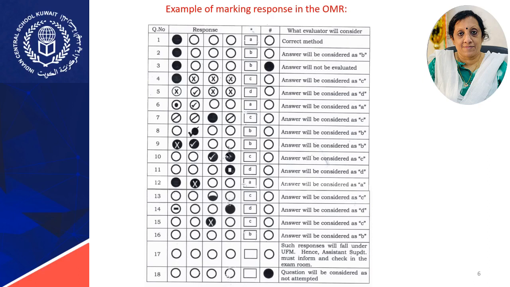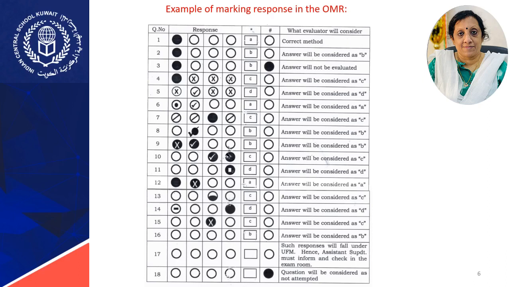Question number 2. You circled A. Later when you revised, you thought that the answer should be B. You changed your response. So that response should be written in the box. And your answer, your evaluator will consider it to be B.